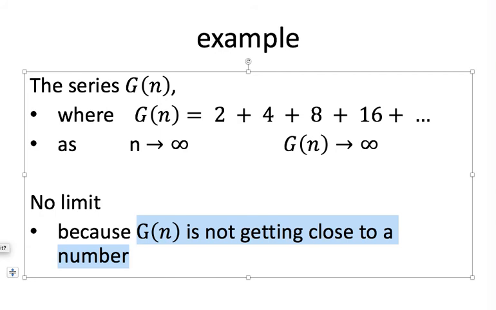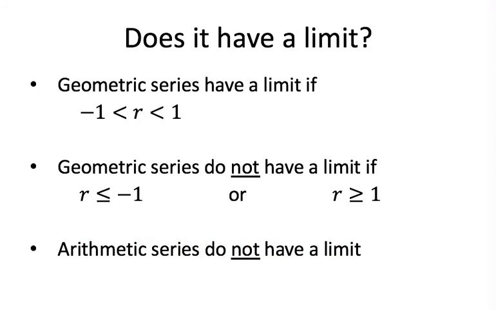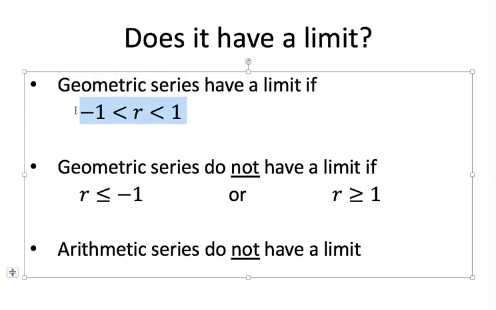And when looking at limits of arithmetic series and geometric series, it does follow the same rule as for sequences. So if a geometric series has an r value between -1 and 1, it will have a limit. Along those same lines, if a geometric series has an r value that's bigger than or equal to 1, or less than or equal to -1, it will not have a limit. And arithmetic series never have a limit.